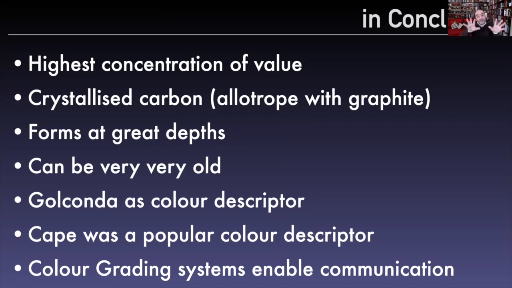Diamond and graphite are allotropes of carbon. So you will never forget this is the same material. But diamond forms at great depths, usually under 150 kilometers, up to 700 kilometers, with great pressure and great temperature.